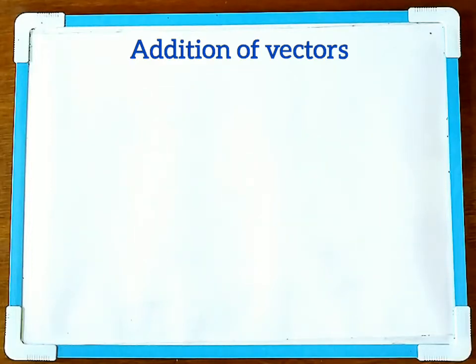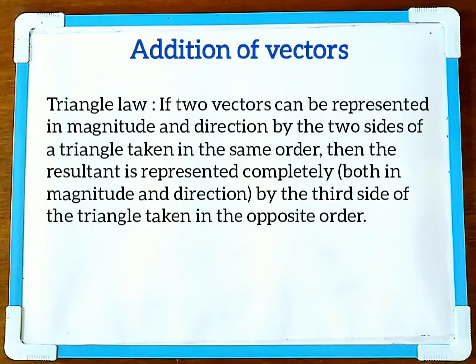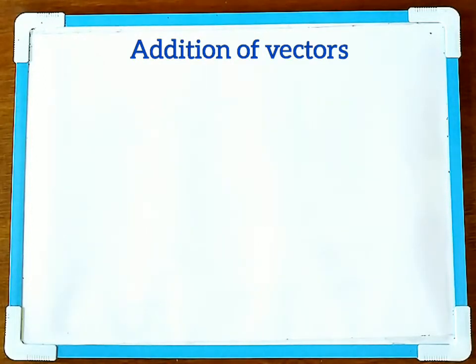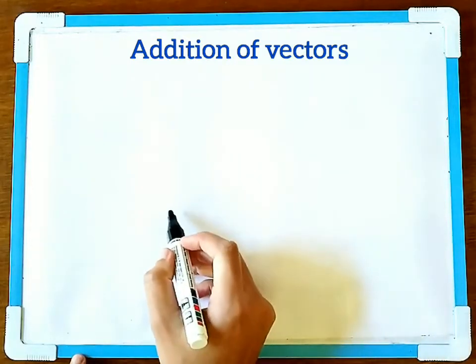As I've told you, there are two laws of vector addition. One is triangle law of vector addition, and the other is parallelogram law of vector addition. So triangle law of vector addition. It states that if two vectors can be represented in magnitude and direction by the two sides of a triangle taken in the same order, then the resultant is represented completely both in magnitude and direction by the third side of the triangle taken in the opposite order.